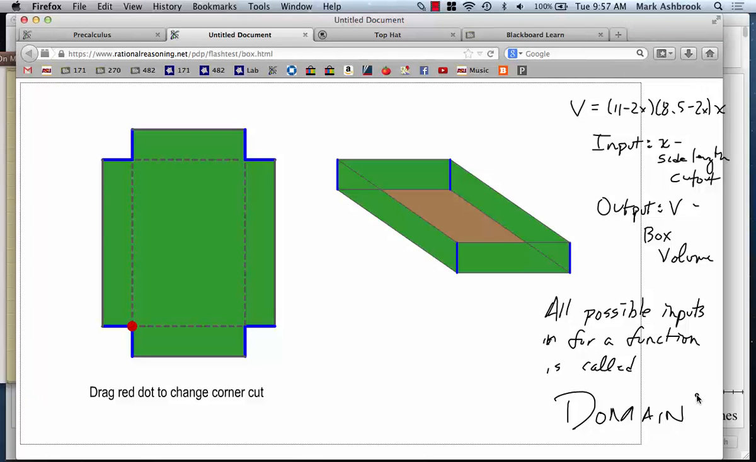The domain is just, what are all the possible inputs? In this case, what are all the possible cutout lengths that we could do? So normally to figure that out, we think about what's the lowest possible side length of the cutout and what's the highest possible. We really want to think about this mathematically. What is possible? Not just what makes a valid box, but what is mathematically possible? So what's the lowest possible value of x that is mathematically okay in the situation?